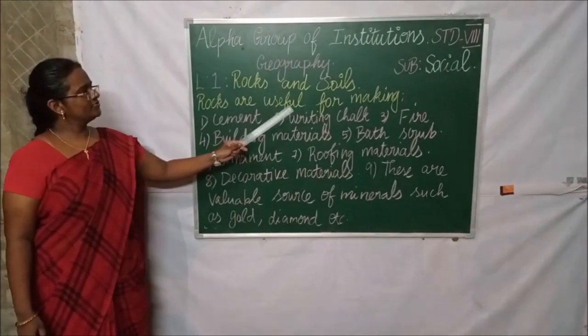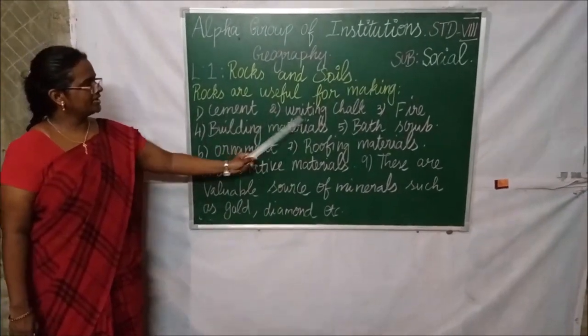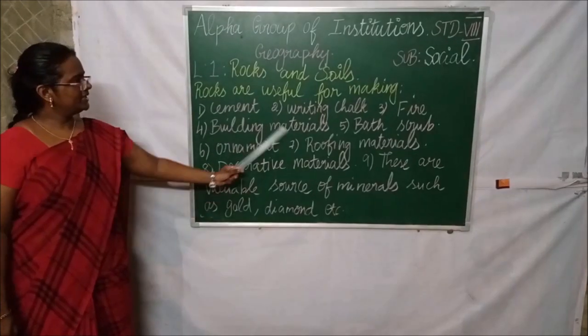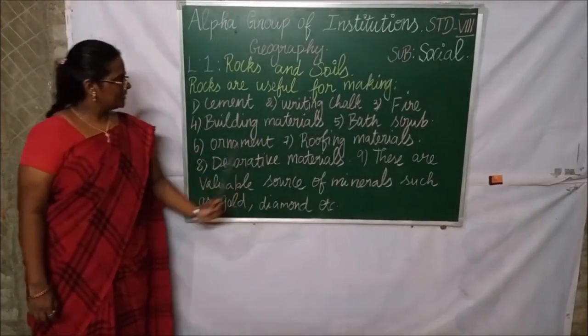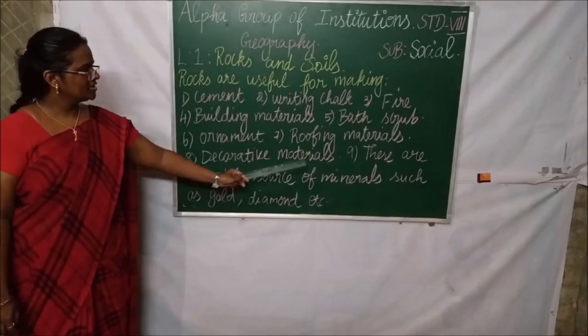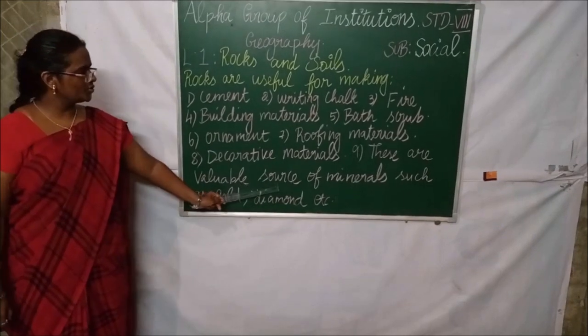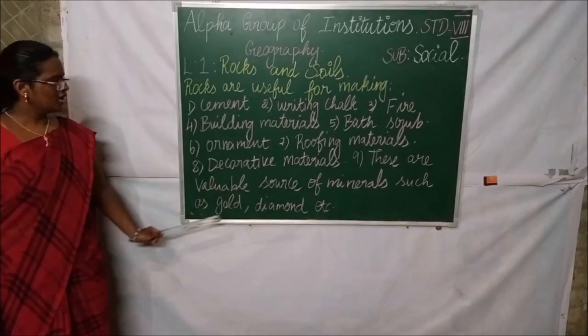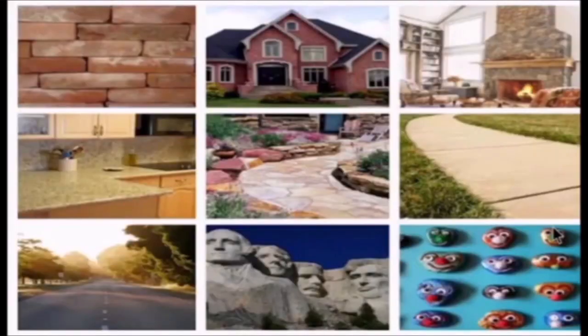Rocks are useful for making cement, writing chalk, fire, building materials, bath scrub, ornament, roofing materials, decorative materials. These are a valuable source of minerals such as gold, diamond, etc. So this is the pictorial representation. Rocks are used in bricks, constructions, decoratives and pathways, making roads, and in some decorative materials, roofing materials, etc.